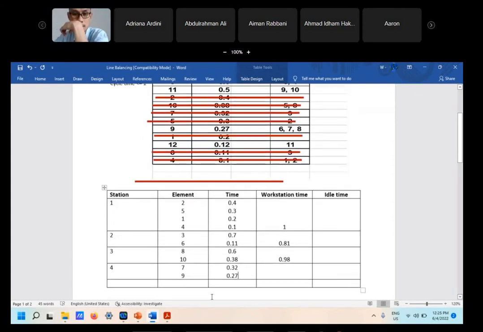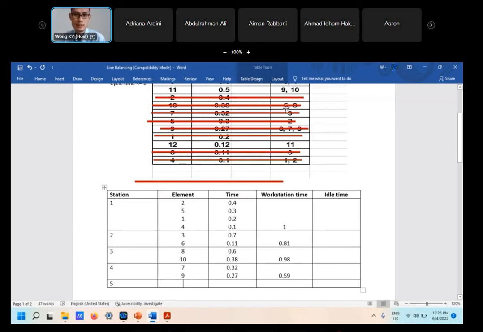Okay. So, any more elements we can fit into workstation 4? We are only left with 11 and 12. Can we assign work element 11 in workstation 4? In terms of precedence, it's okay, but in terms of cycle time, it's not okay. Because if we add in 11, 0.5, then the total workstation time will exceed 1. So we cannot add work element 11. Can we add work element 12 here? Cannot also, because work element 11 has not been started. So we have no choice; we have to start a new workstation, workstation 5. If you calculate the workstation time for workstation 4, it is equal to 0.59.